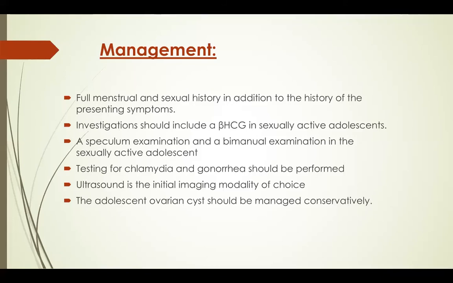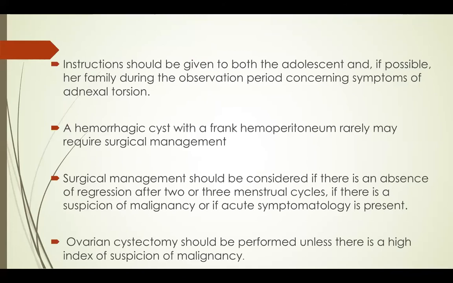The most important thing is that we have to lean towards conservative management unless there is a complication. If we lean towards conservative management, we have to give instructions to both the patient and the family. We have to educate them about the symptoms of adnexal torsion, because this is an emergency. As we said before, a hemorrhagic cyst can be managed conservatively, but if there is frank hemoperitoneum, we have to clean it by surgical management.